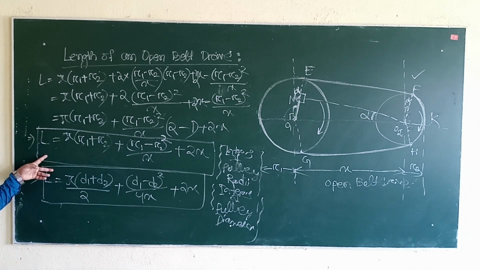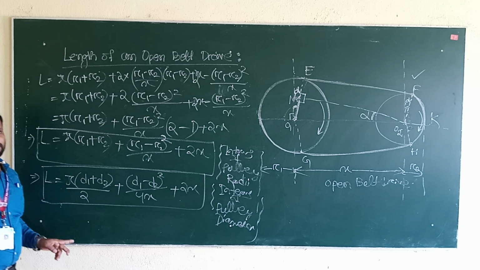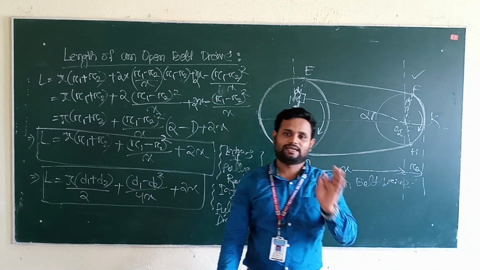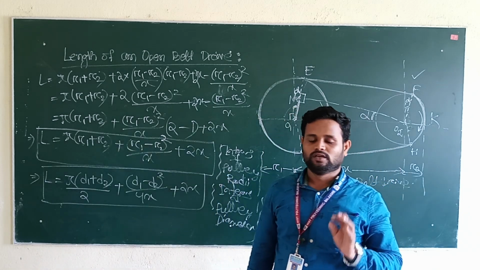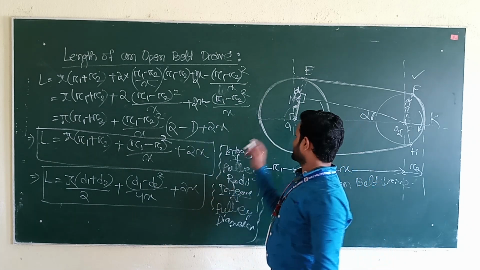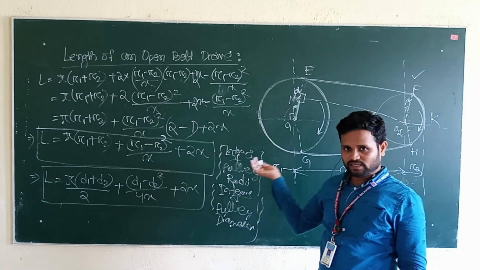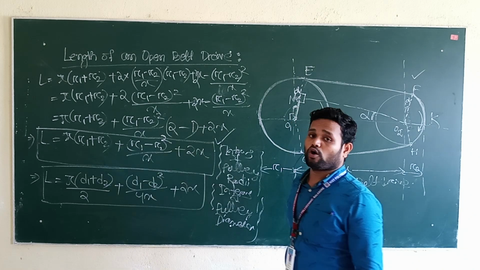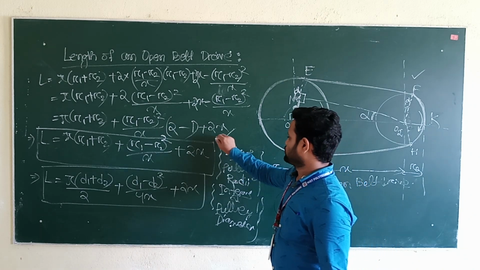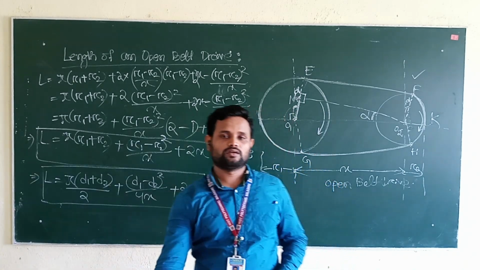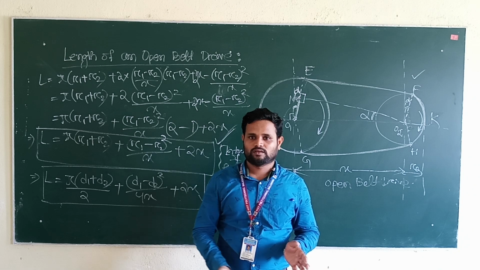So these are the two values of length of an open belt drive in case of pulley radius and in case of pulley diameter. So length of a belt in case of open belt drive. In the next class, we will study length of a belt in cross belt drive. In case of cross belt drive, what is the length of a belt? We will calculate in the next class. So in this class, we calculated the length of an open belt drive in terms of pulley radius and in terms of pulley diameter. I hope you all understood this. Thank you for the class.